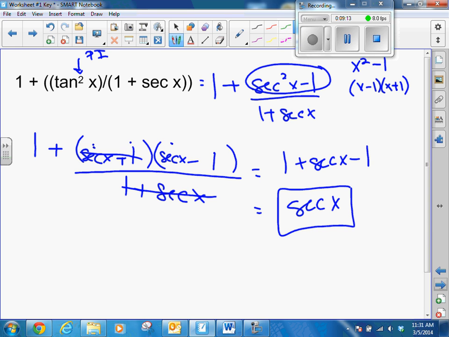So how many got number 4? Did you get there right away, or did we have to think about this for a little bit? Think about it? Okay, did you change things to sine and cosine? Okay, we'll look at it in a minute. Alright, any questions 1 through 4 so far? Alright, let's look at number 5.